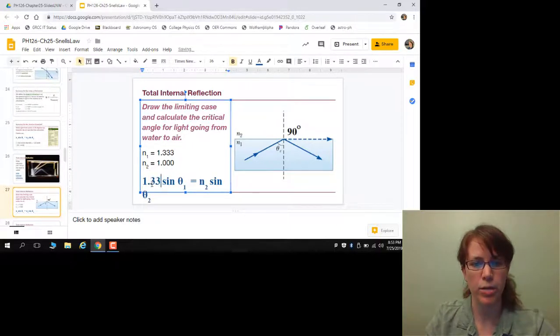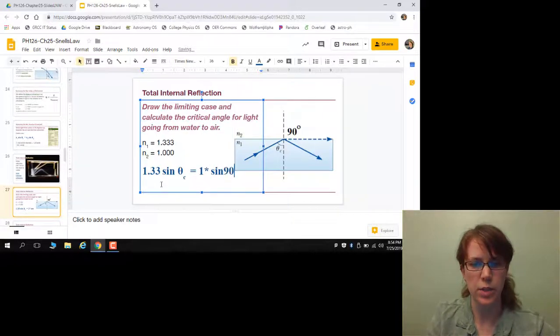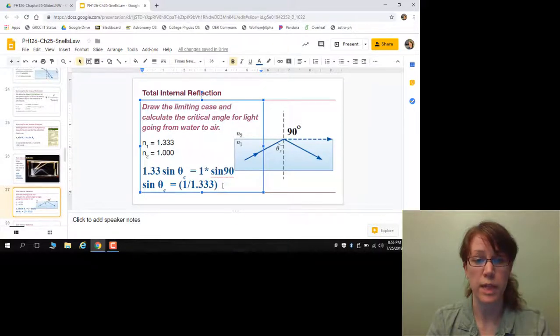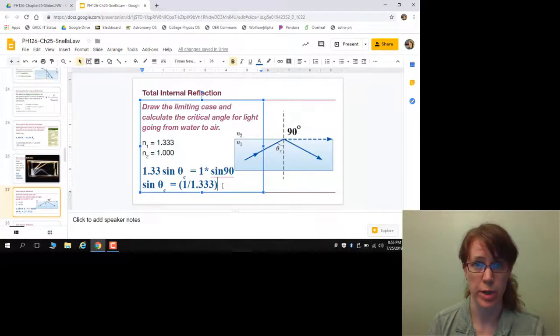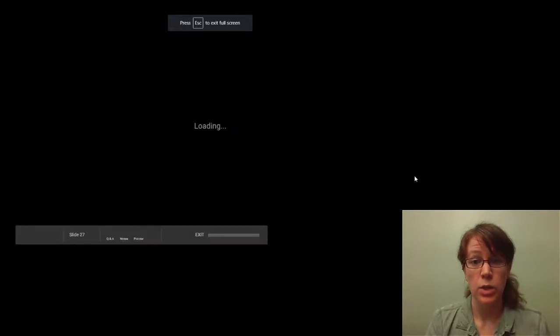So we get 1.33 times the sine of this critical angle that we're looking for. And this is 1 times the sine of 90 degrees. And so the sine of that angle, if we divide both sides by 1.33, is 1 divided by 1.33. We can solve for the angle itself, and the angle would be 48.6 degrees or 49 degrees. And that's what that would look like.